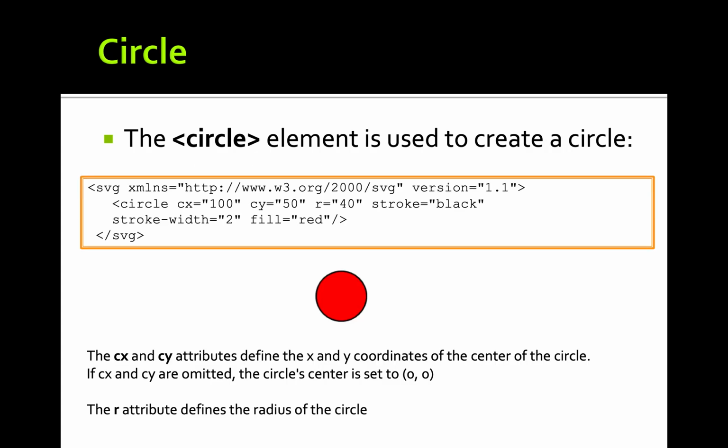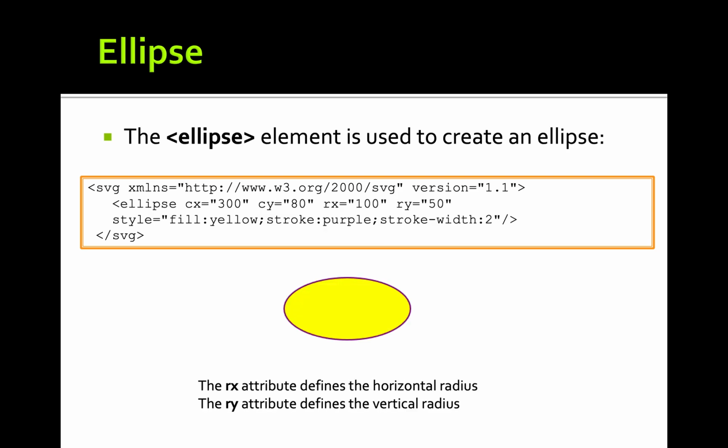Similarly, we have circle. We need to provide the center, where will be the center of that circle, what will be the radius, what is the stroke, what is the width of the stroke, and what is the fill information. In this way we can have a circle, and the element is circle. For the rectangle, it is rect. And then we also have ellipse.